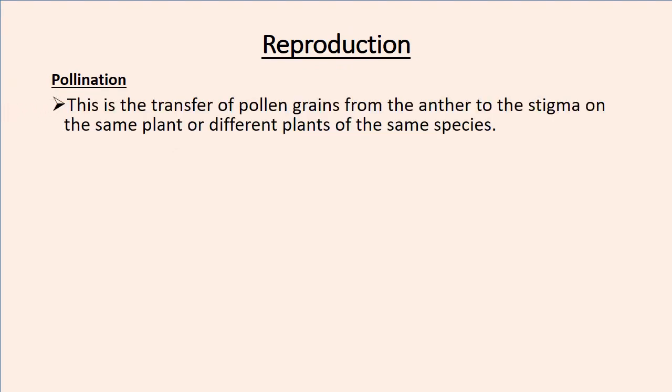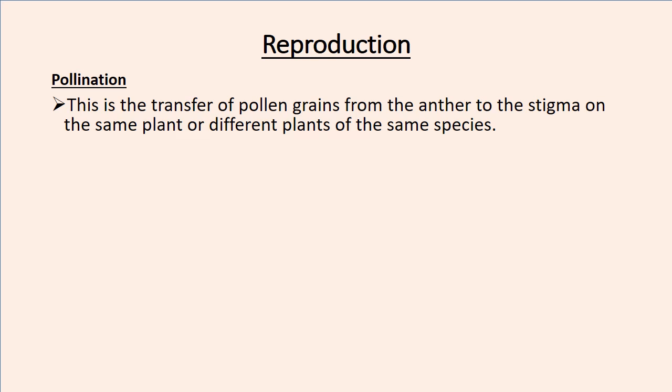Pollination. This is the transfer of pollen grains from the anther to the stigma on the same plant or a different plant of the same species. When pollen grains move from the anther to the stigma, we call that pollination. They can move from the anther of plant A to the stigma of plant A, or from the anther of plant A to the stigma of another plant, plant B. Whatever the case, it is pollination.